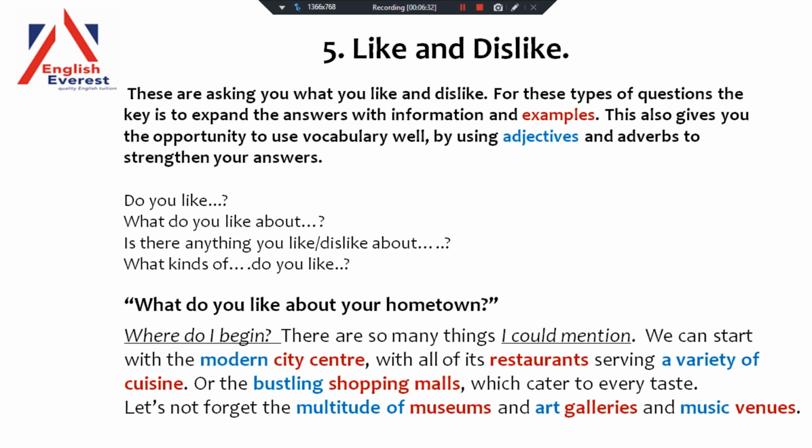Now, in my experience, a lot of students talk about different things. They talk about what they do, but they don't answer whether they like it or not. That's very important. If someone says, do you like football? And you answer, I play football 3 or 4 times a week, that is not answering the question, because you're not saying whether you like it or dislike it. So be careful when listening.